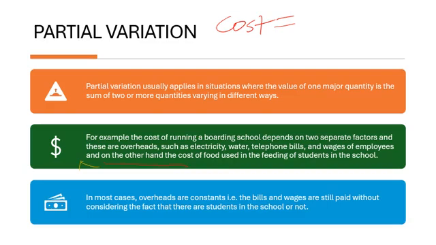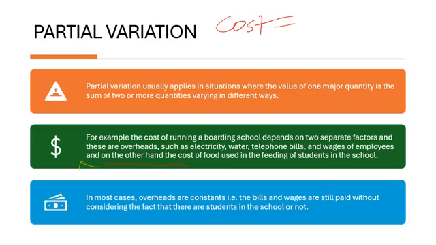Okay, so for example, running a boarding school depends on two separate factors, and these are overheads. Okay, overheads such as electricity. And when the boarding school mukuyenera mudzilipira mabilu amagetsi, mabilu amadzi, ngati mugwisa ntchito matelefoni mukhalenso mabilu amatelefoni, komanso even masalary amaziphunzitsi plus anthu ena othandizira ntchito. Komanso mbali ina, on the other hand, the cost of food used in feeding students in the school.